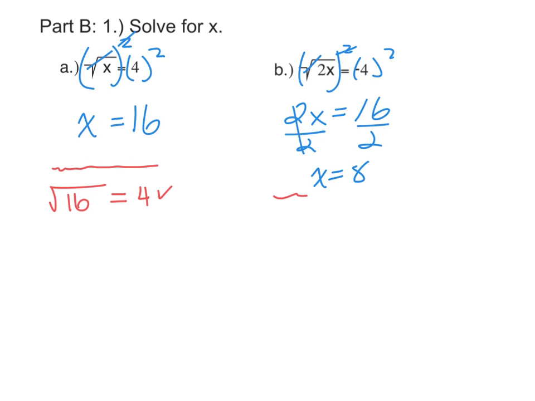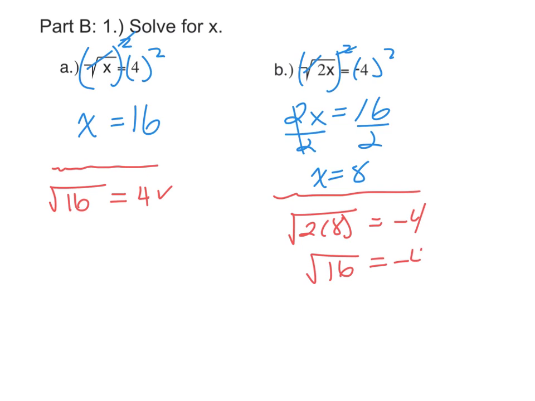Make sure you check your answer. If we plug in the square root of 2 times 8, does that equal negative 4? Well, 2 times 8 is 16, and the square root of 16 is 4, not negative 4. So that means no, that's not our solution, and since we don't have any other options, there's going to be no solution.